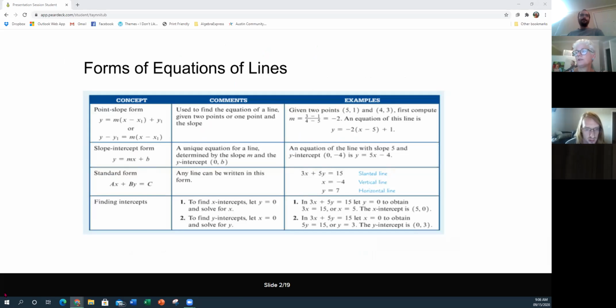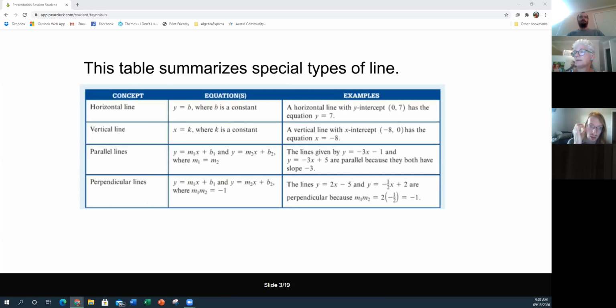These are the forms of equations of lines that you should know: point slope form, slope intercept form, standard form, which we've talked about, and how to find intercepts. These are all just different ways of knowing how to write a line. And again, it will be up on Blackboard if you want to look at it in more detail. Then these are the special types of lines: horizontal, vertical lines, parallel lines, and perpendicular lines. So you should know the details on those types of lines.